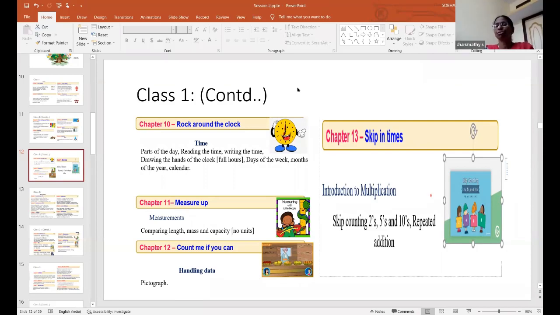How many of you follow patterns in your schools? Because pattern is one of the topics given due importance by the CBSE till class 10. Yes, ma'am. We are following the patterns also in shapes.